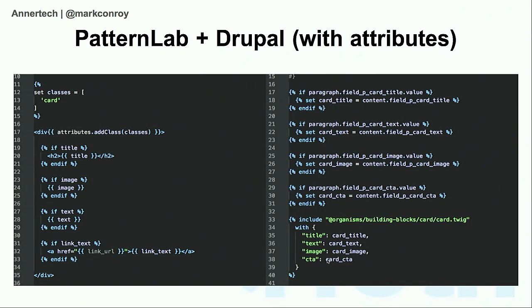And then the second block there, I've said you will find the HTML for this paragraph--card.html.twig. You will find that in the organisms folder, building blocks slash card slash card.twig. And then swap the variable that we call title in card for card title, which is the variable we created just a second ago in the top block, and swap image for card image and things like that. So that then allows the editors to not use an image if they wish, or not use a title if they wish, but we don't end up getting empty divs rendered on the page.